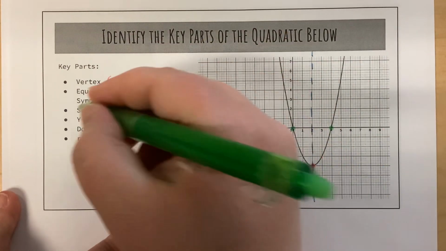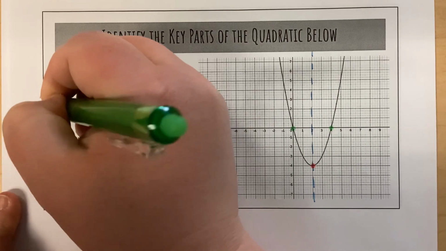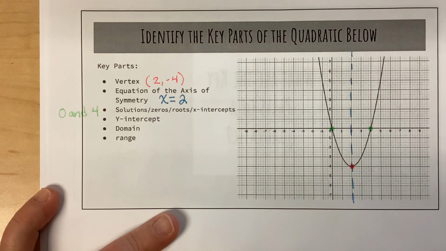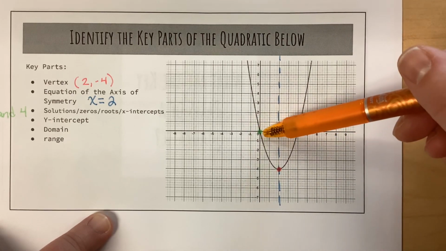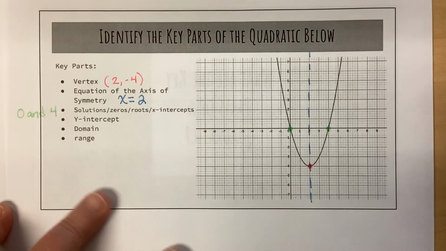So for the solutions line, I'm going to say 0 and 4. Do not use a comma here because then it looks like an ordered pair. And while you can write them as ordered pairs, neither one of these points is 0, 4. This one is 0, 0, and this one is 4, 0. So it's up to you how you want to write it.